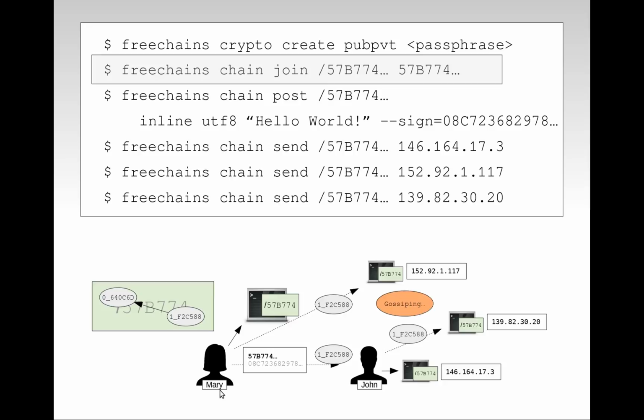As a last observation, the machine that Mary used to post the message doesn't have any kind of privilege. The only authority here is her private key. She could use it in another machine in the same way.